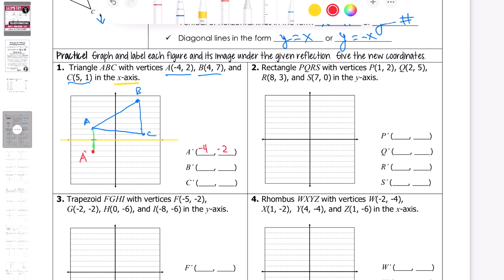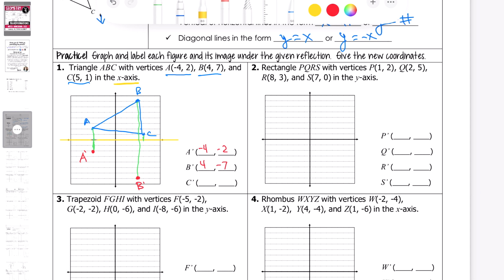Left 4, down 2. All right, so my next one, if I look at B, I am all the way up to 7 on that one. So I'm going to go all the way down to 7 for this one, and I'm going to go B prime. So now, to find my point, I'm going to go right 4 and down 7.